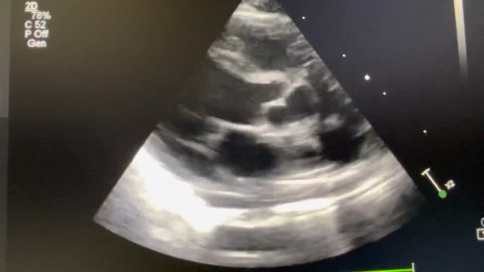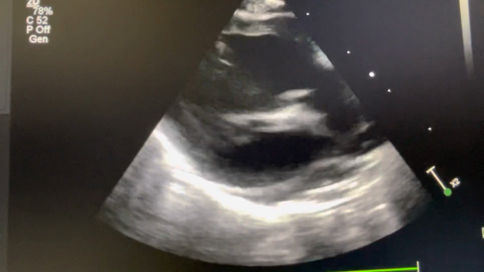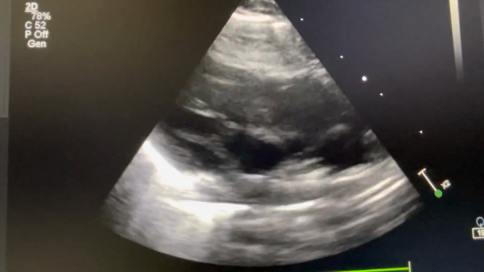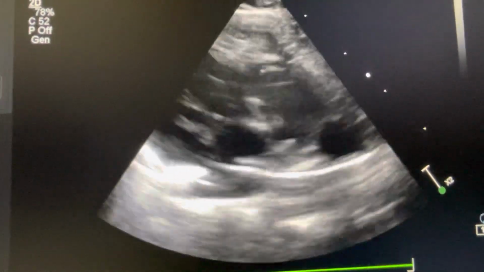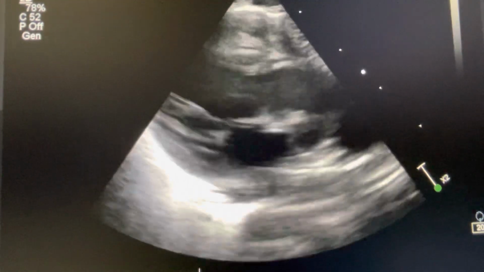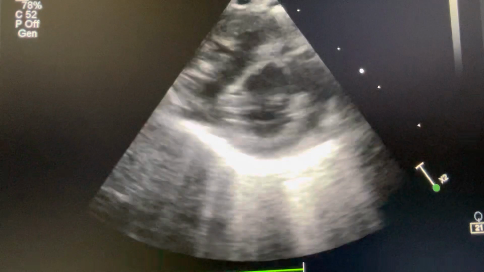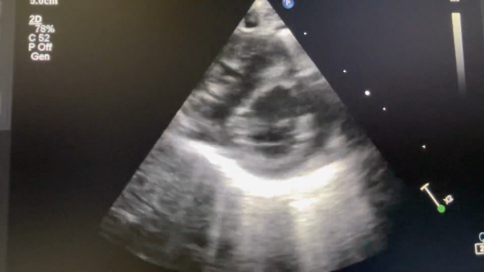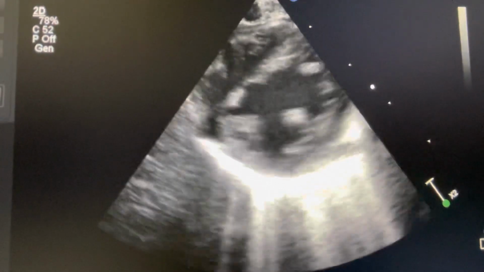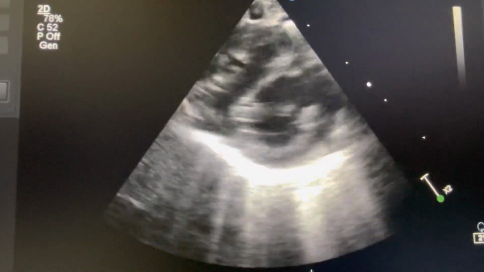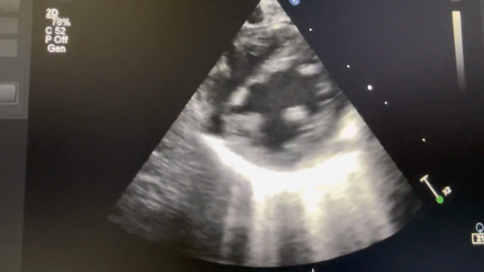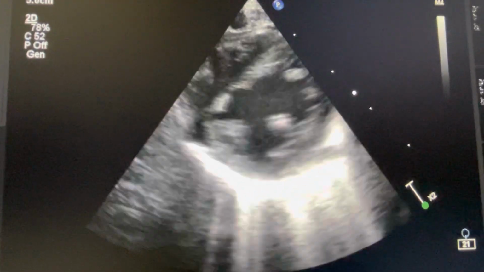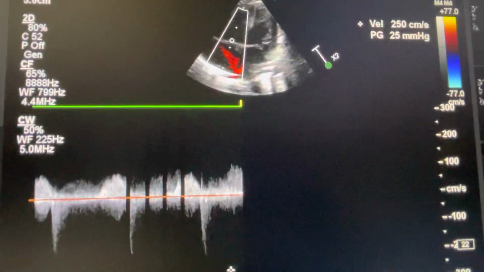I am trying to show the same thing again. How pulmonary artery arises from left ventricle and goes downwards. In short axis view, you can see that D-shaped left ventricle chamber suggestive of raised pressure on right ventricle side. That is, our right ventricle systolic pressure is raised in this condition.